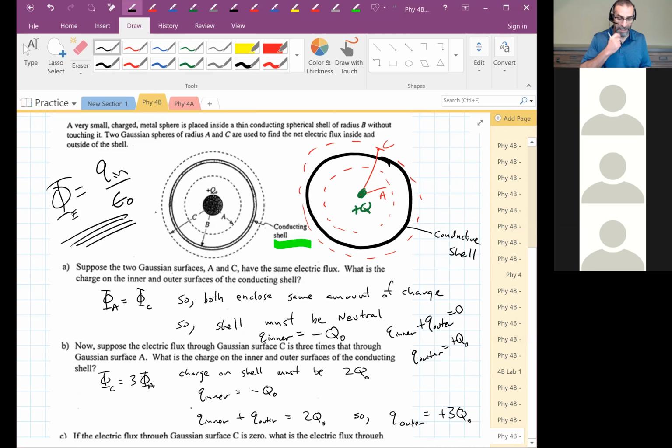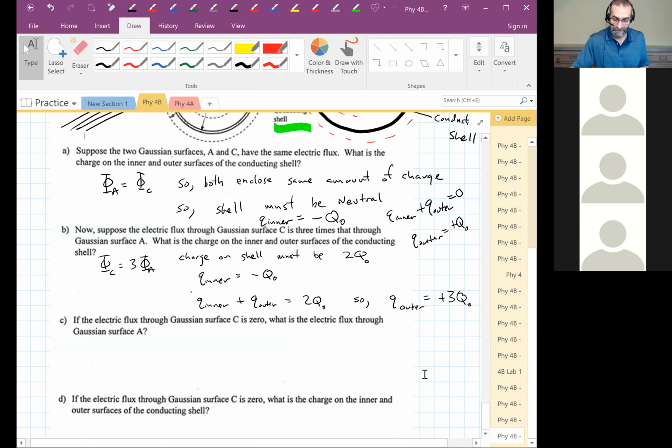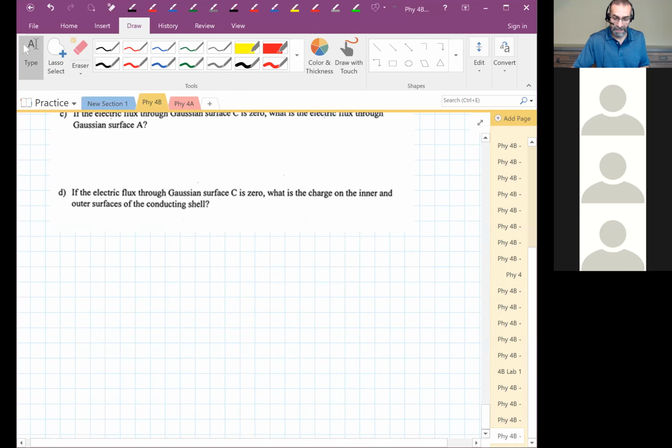Okay, so take a look at that. We're comparing the flux through A and the flux through C. Both A and C contain the plus Q at the center. So any difference has to be due to the charge on the shell. Any difference between C and A. If C has 3Q and A has Q, then where's that extra 2Q of charge coming from? It has to be from the shell. Okay, so check that out later, because we need to get to infinite sheets.